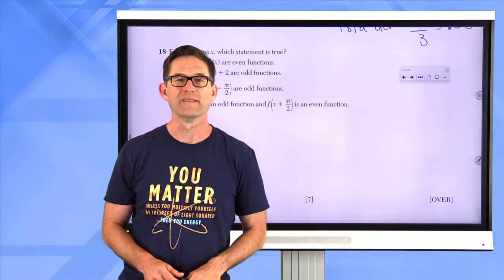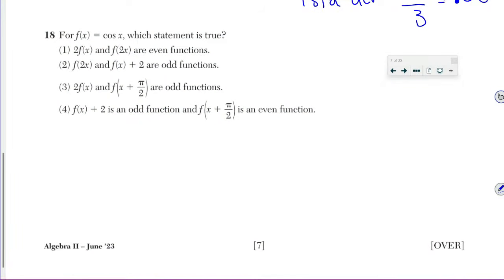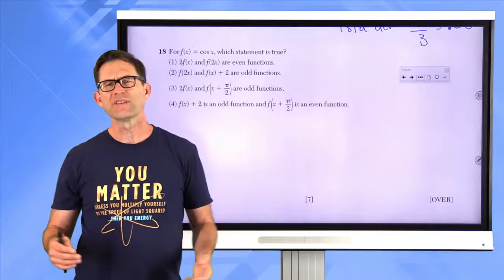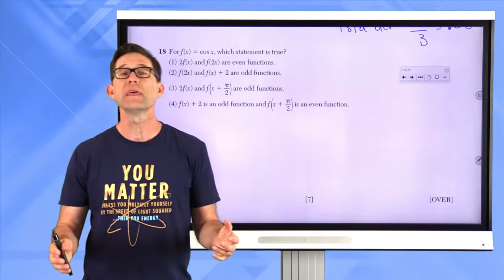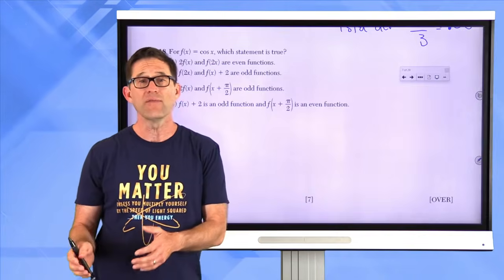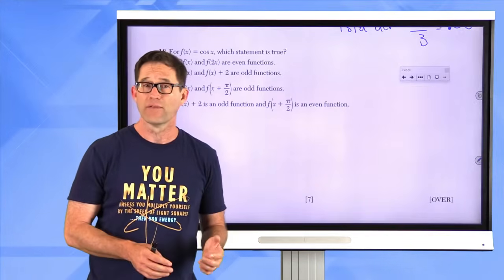Let's take a look at number 18. For f of x equals cosine x, which statement is true? All right, and then they have all this stuff about even and odd functions. So let's begin with that. Let's talk about what even functions are and what odd functions are.